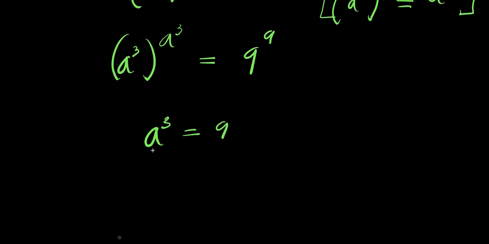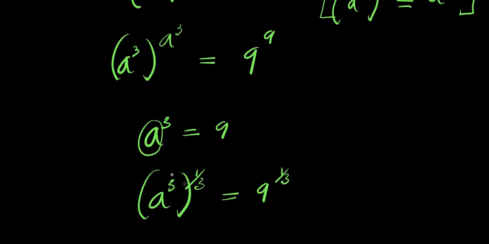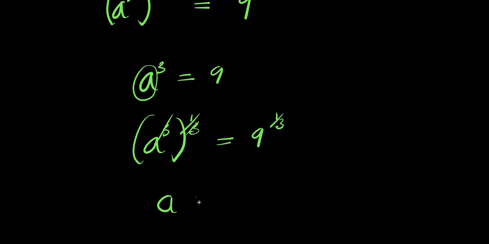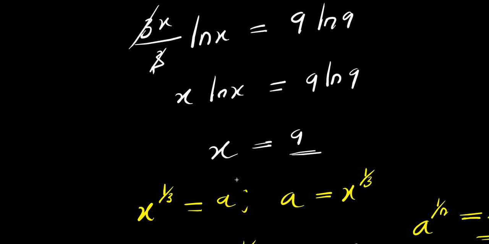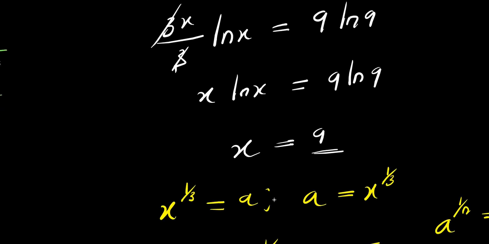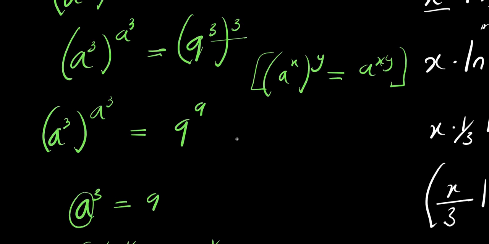So solving for a, we need to isolate a from here. Have a power 3 to the power of 1 over 3 equals 9 power 1 over 3. This cancels this. So I have a equals 9 power 1 over 3, which is the same thing as having the cube root of 9. Now, if you compare these two answers, they are obviously the same. But this particular method is shorter than the first method.